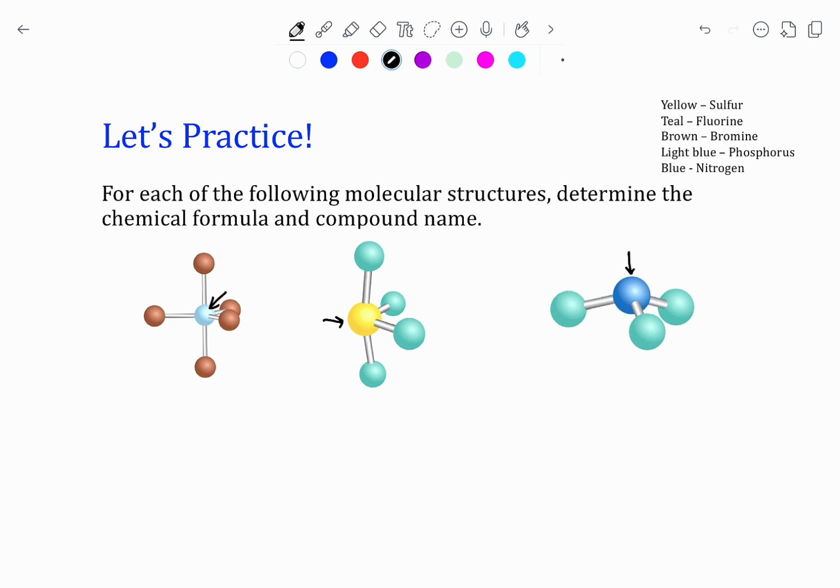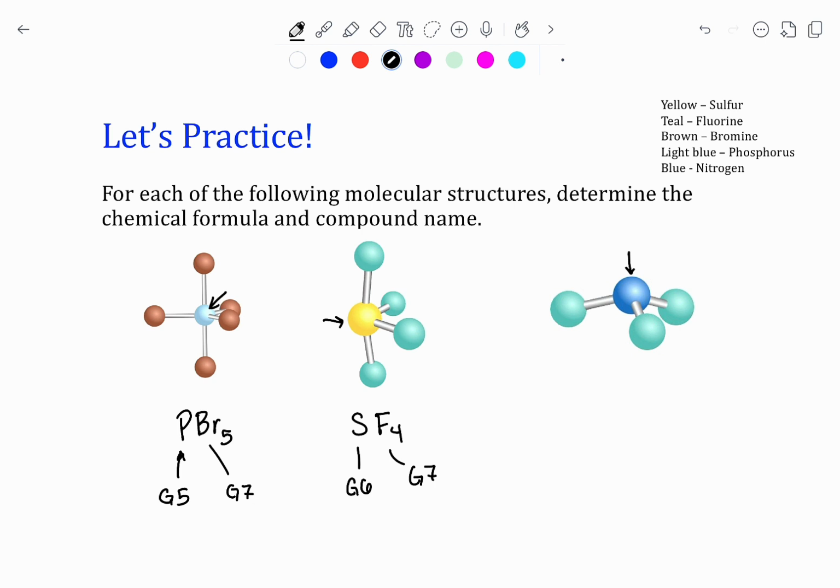So we have something here like phosphorus is light blue, so we have P1, and then brown is bromine, Br5. So phosphorus is in group 5, and bromine is in group 7. So we go from left to right on the periodic table. Then we have, let's see, yellow is sulfur, and then we have teal is fluorine, so F4. Okay, so again, sulfur is in group 6, and fluorine is in group 7.